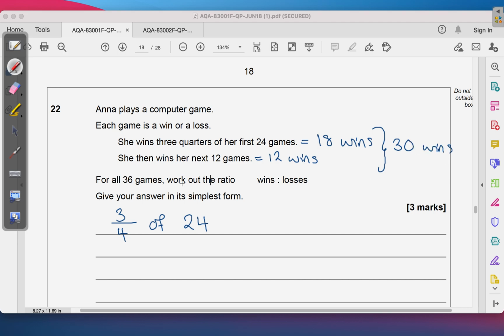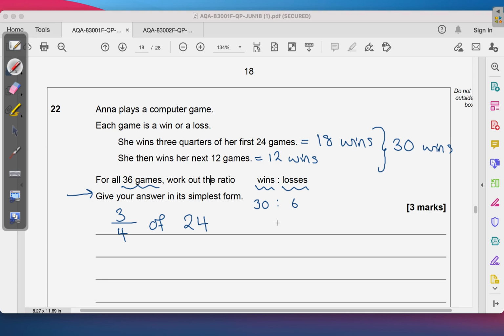Now, we know that she had 36 games, and it's telling us to work out the wins to the losses. So I'm going to write the number of wins here, 30, and then I need to write the number of losses here. Now, if she's had 30 wins, but she's had 36 games, then she must have had 6 losses, because that gives us a total of 36 games. Now we need to write it in its simplest form. So this is the ratio, 30 wins to 6 losses.